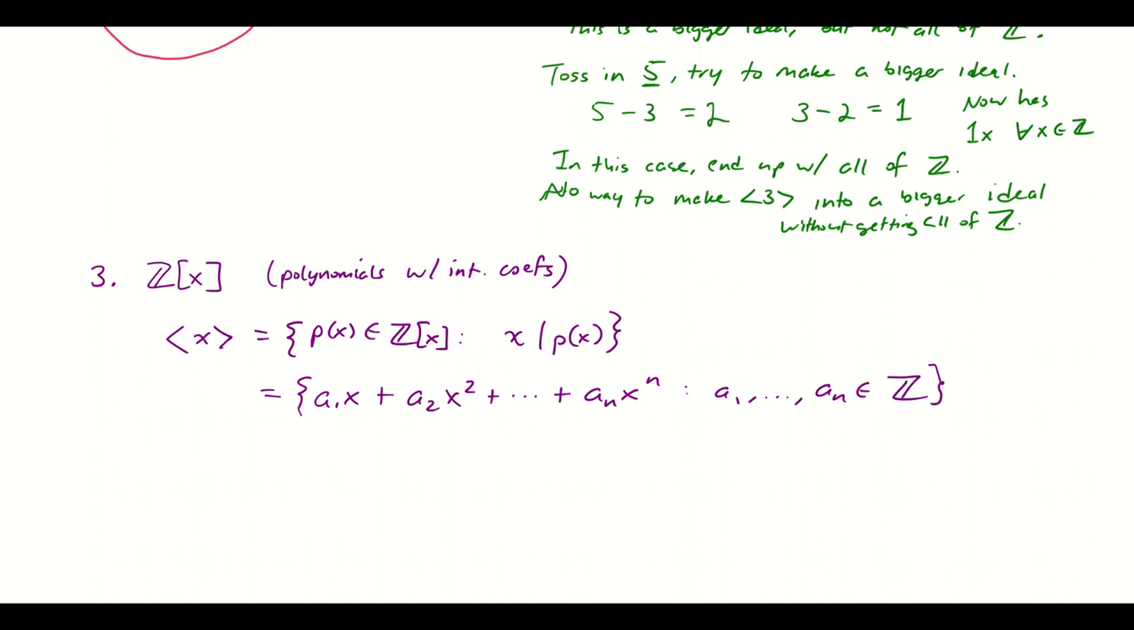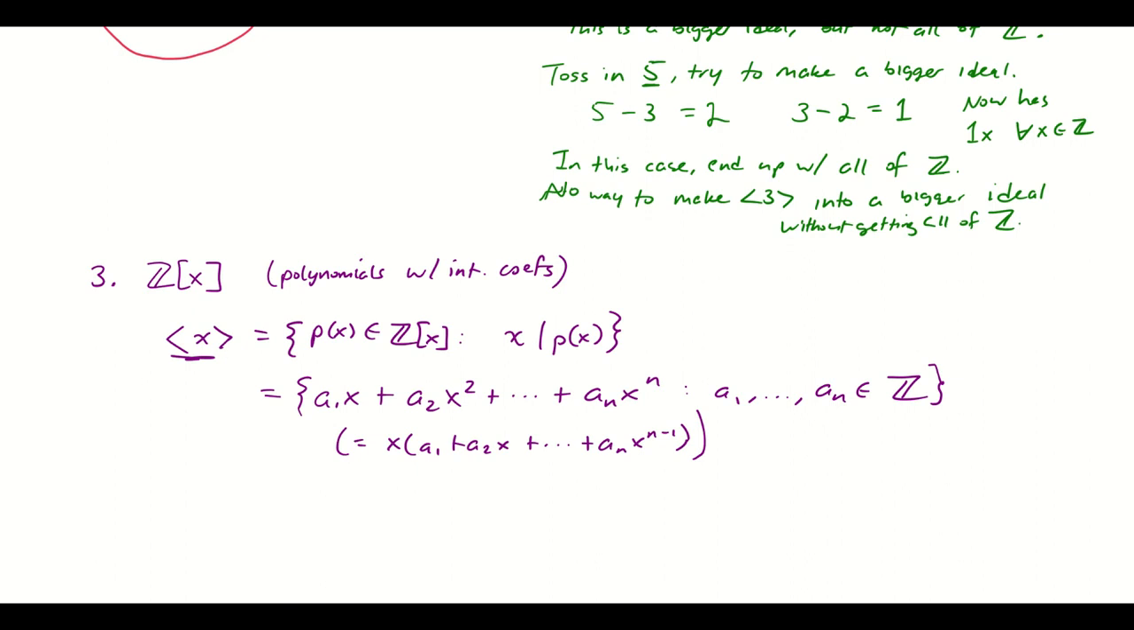Just to demonstrate that claim, anything in here is definitely a multiple of x because I can take this and factor out an x and get x times a1 plus a2x plus and so on up to an x to the n minus 1. That shows that this is a multiple of x, therefore belongs to this ideal. On the other hand, if a polynomial does belong to this ideal, then it's a multiple of x, which means it's x times some polynomial, and that looks like this. So this is a valid way of expressing this ideal. This is an ideal because it's the principal ideal generated by x.